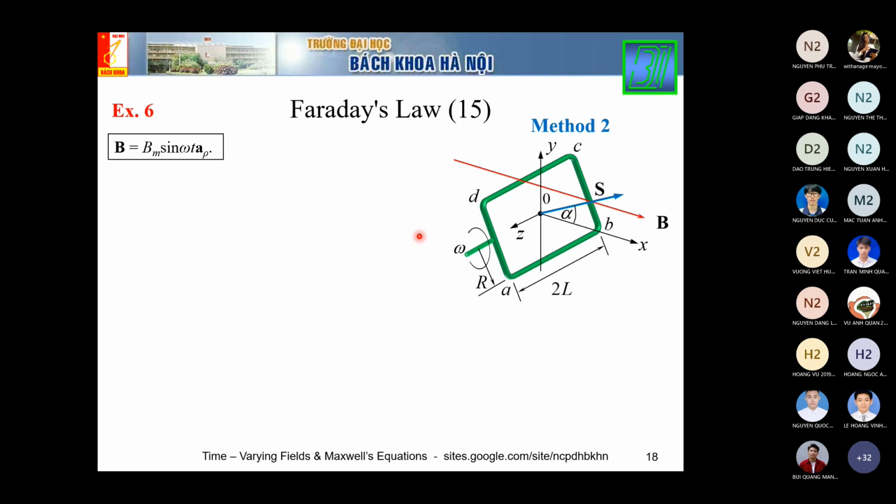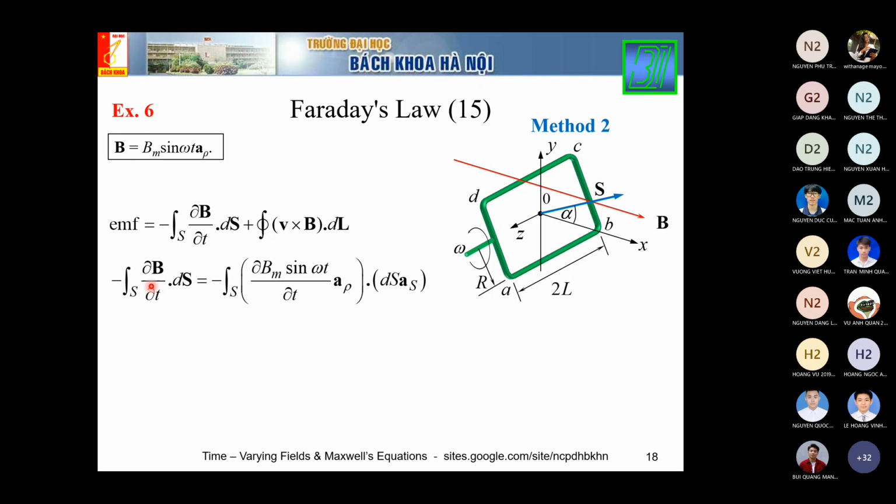This is the first method. The second method is to use the motional EMF, meaning that we can rely on this formula. Okay, now I'm going to compute the two integrations here. The first one will be the surface integration.